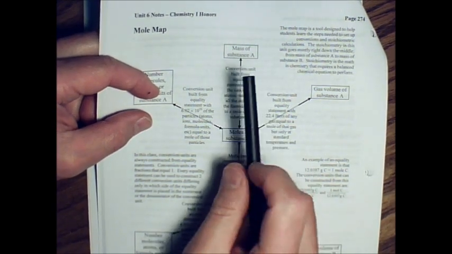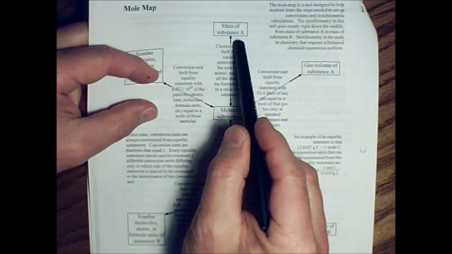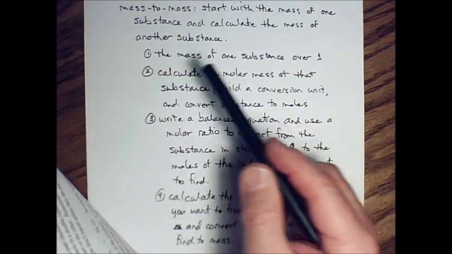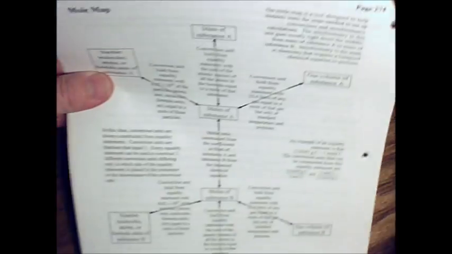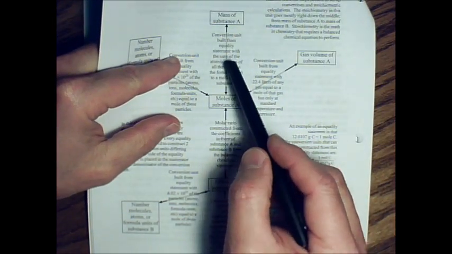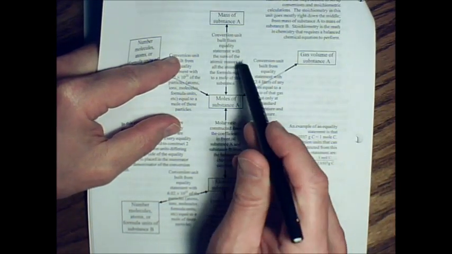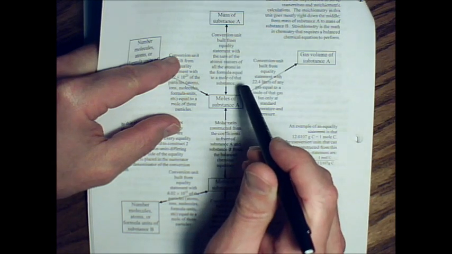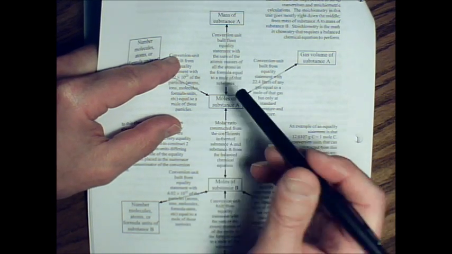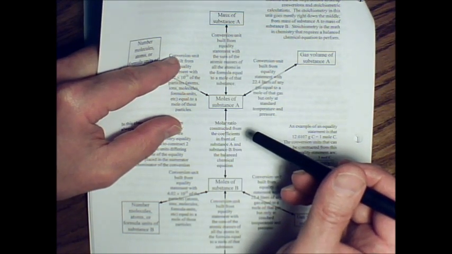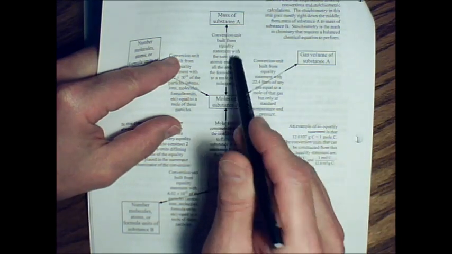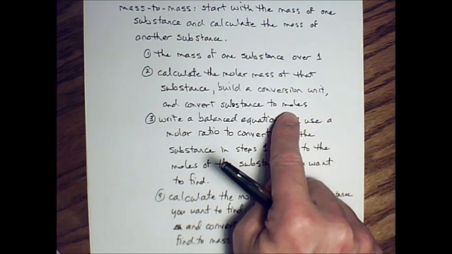So in your mole map, you're starting with the mass of substance A. That's what we said here. Then you can build a conversion unit from an equality statement with the sum of the atomic masses of all the atoms in a formula equal to 1 mole of that substance. Well, that's molar mass. Use that conversion then to get the moles of substance A. That's what we're saying here.